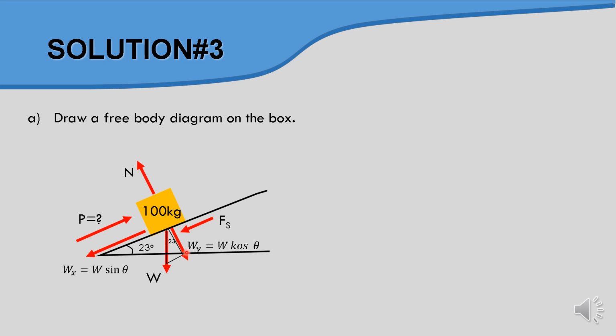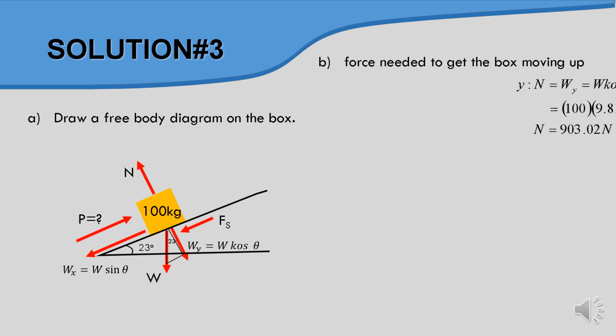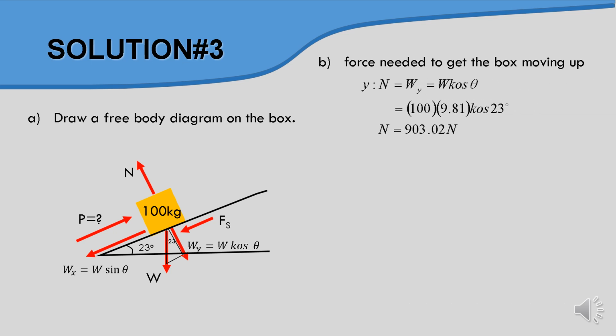and also Wy. Okay, so for the force needed to get the box moving up, the first thing we need to get is the value of N. So in this case the value of N is equivalent to Wy, which is W cos theta, and we substitute the value, we get N equal to 903.02 Newton. For the x axis we have the Wx, basically equivalent to W sin theta, or mg sin theta, which is 383.31 Newton. This one is for Wx.